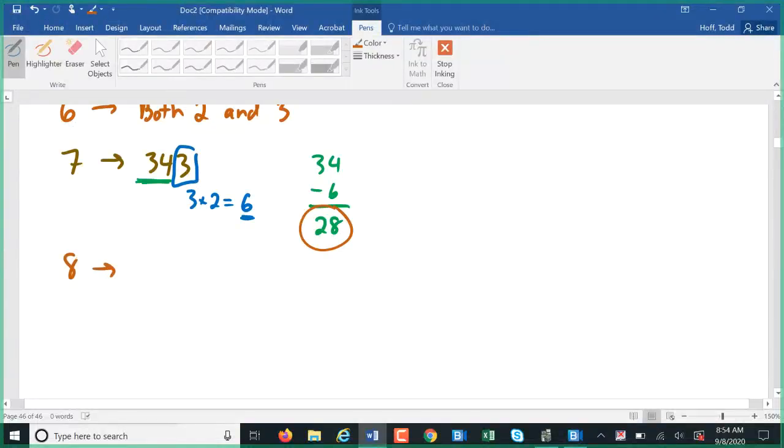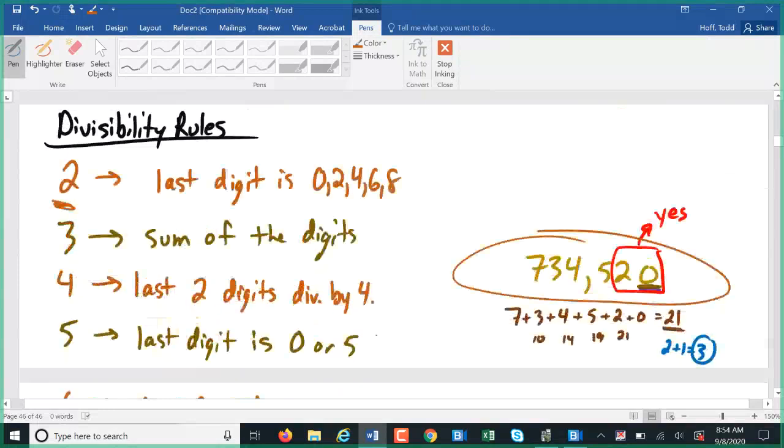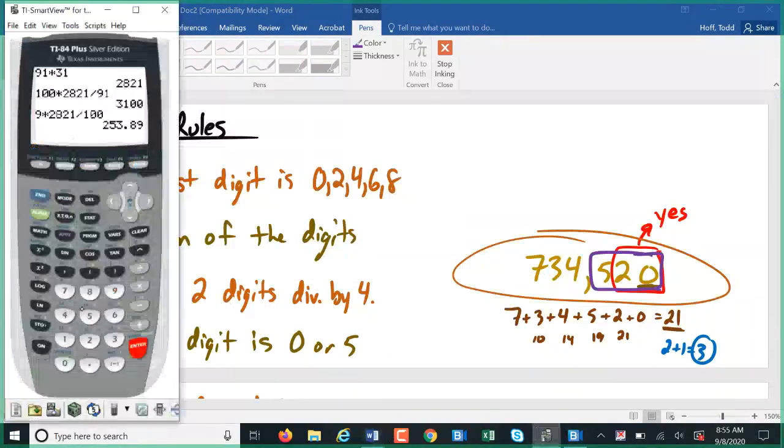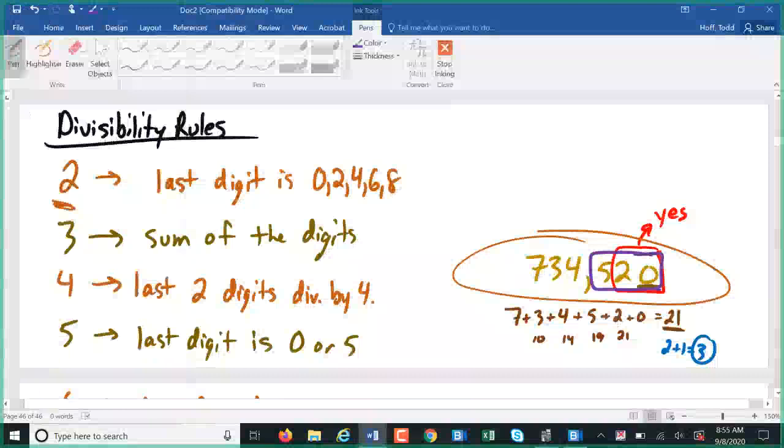For 8, similar to the 4, the rule for 8 is there, but it requires you to memorize a lot of multiples. The rule for 8 goes off the last 3 digits. If the last 3 digits of a number is divisible by 8, the whole number is divisible by 8. So up here, the last 3 digits is 520. 520 is divisible by 8. It gives us 65. So since 520 is divisible by 8, this whole number is divisible by 8.